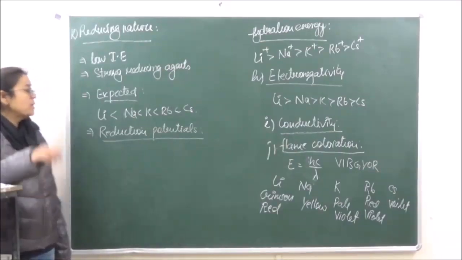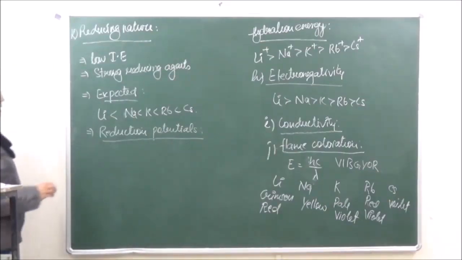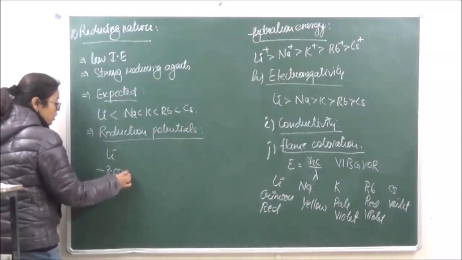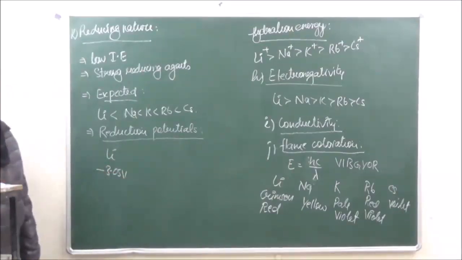But the trend which we will see is going to be quite different. That is because lithium has a reduction potential of minus 3.05, which is the least amongst all the elements of the periodic table. So this is going to behave as the best reducing agent. Okay?